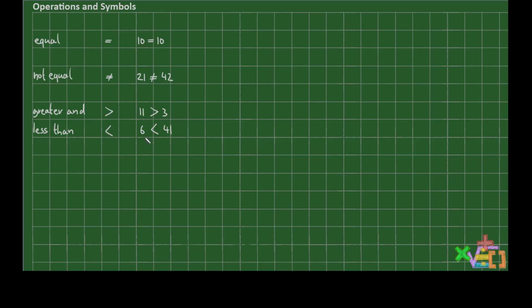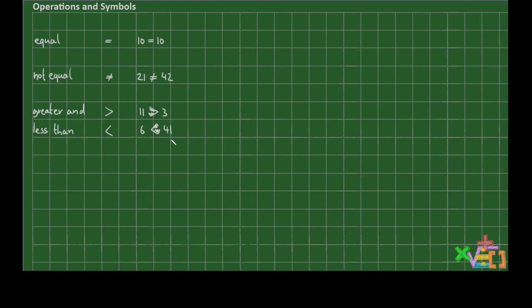One way to remember it is to think of this sign as a mouth of a crocodile. Let me draw in some teeth. The crocodile always wants to eat the greater amount of fish. So the mouth is always open toward the side that is greater.